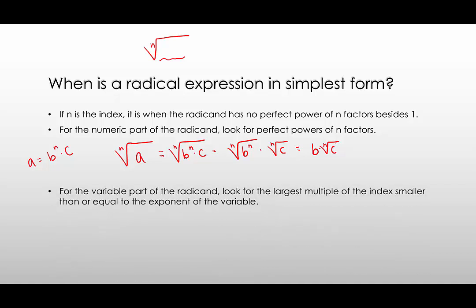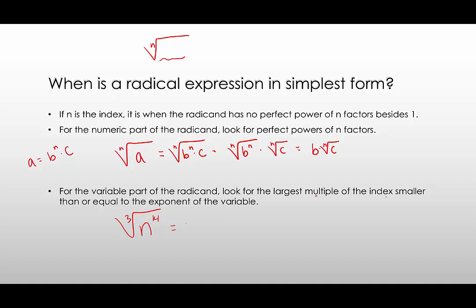For the variable part of the radicand, we're going to look for the largest multiple of the index that's smaller than or equal to the exponent of the variable. I'll do an example for this because I know I went very abstract with my numerical. Let's say we have the cubed root of n to the 14th. Look for the largest multiple of 3 that's less than or equal to 14. Well, that would be 12, because 3 times 4 equals 12.